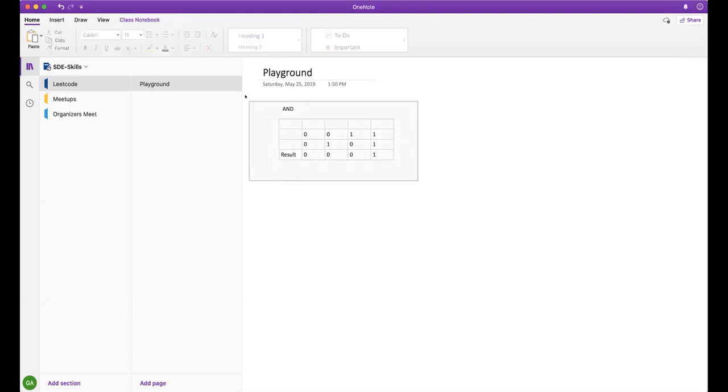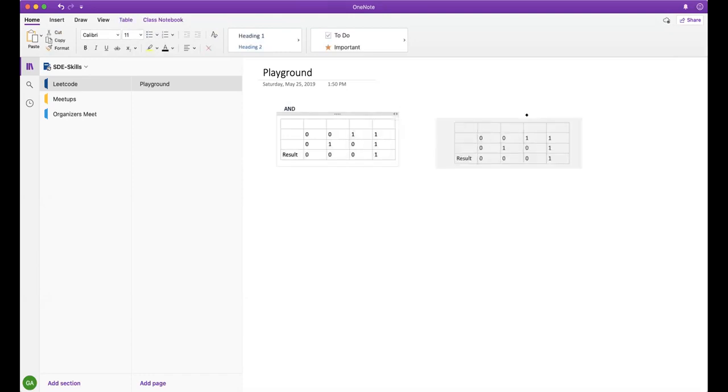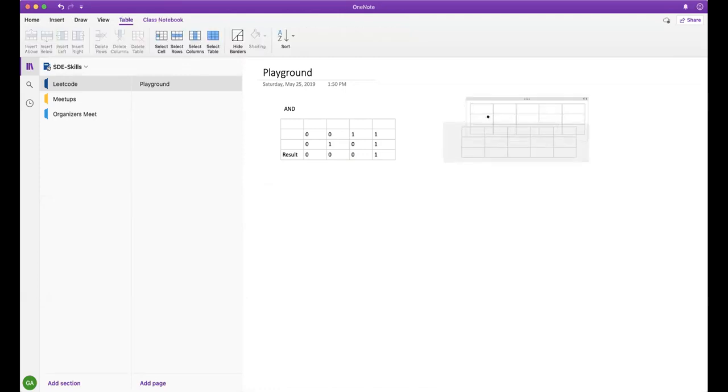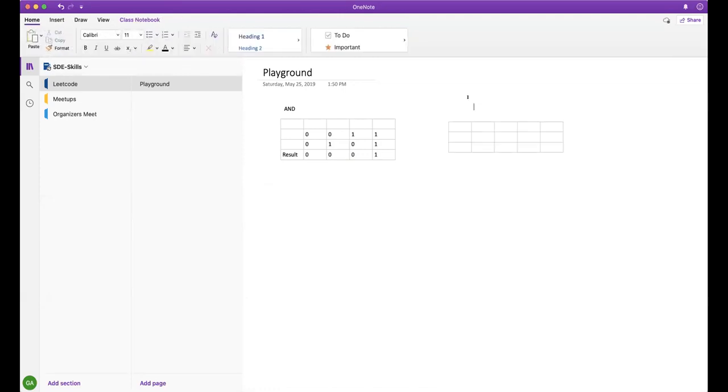Okay. Let me see if I can copy this. No, I cannot. Okay, so this is the truth table for AND, and this is the truth table for XOR. In the same way we have 0, 0, 0, 1, 1, 1, 0, 1. And this is the result table. What should be the XOR of 0 and 0? 0.